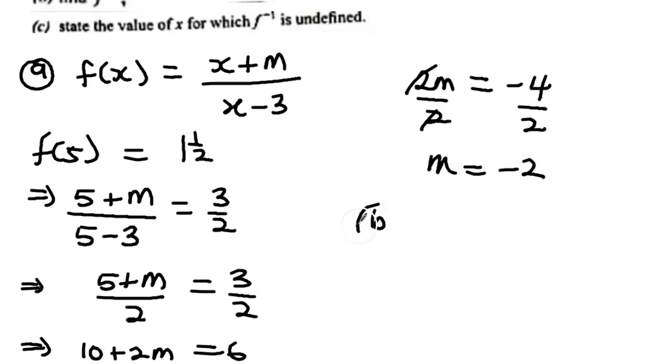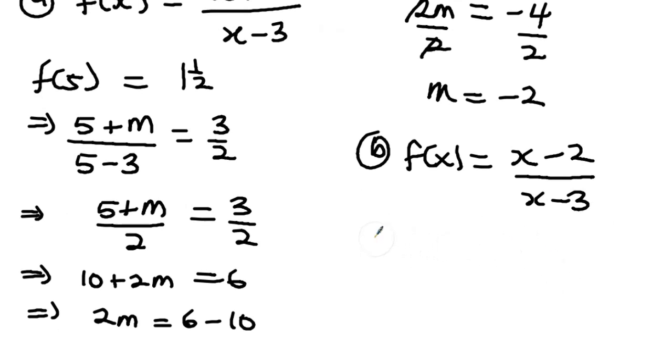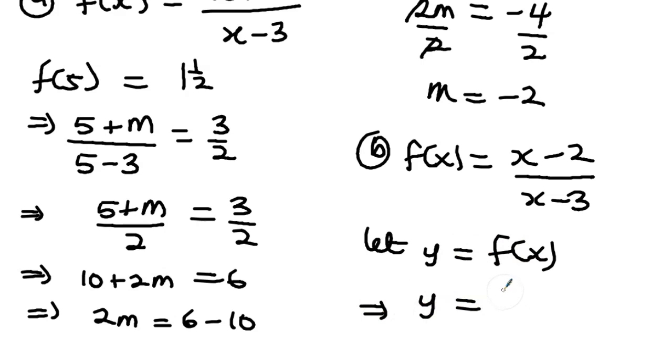So the second part, f of x now becomes, we substitute the value of m in the function, x minus 2 over x minus 3. We have to find the inverse. So to find the inverse, let y be equal to f of x. This implies that y is equal to x minus 2 over x minus 3. Then interchange x and y. So we are going to have x is equal to y minus 2 over y minus 3.